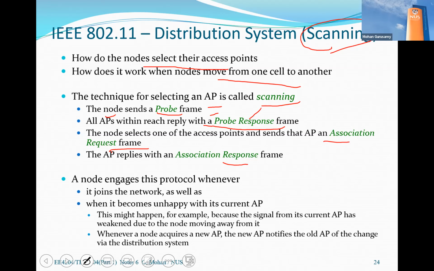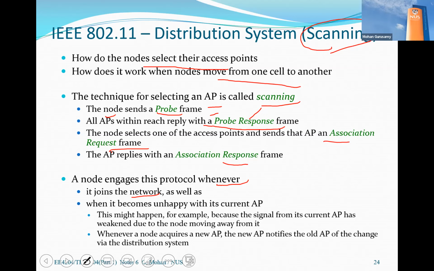Okay, and the node will select one, and it will send another control frame called an association request, to which the access point will respond with an association response. So this will be sent whenever it joins the network. So it need not be periodic. I mentioned it should be periodic, but it need not be periodic.